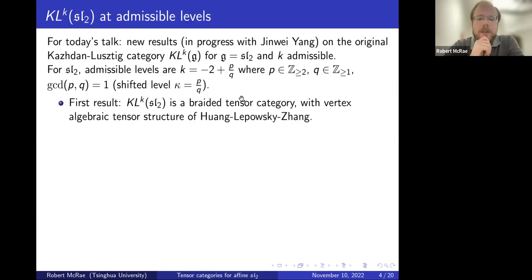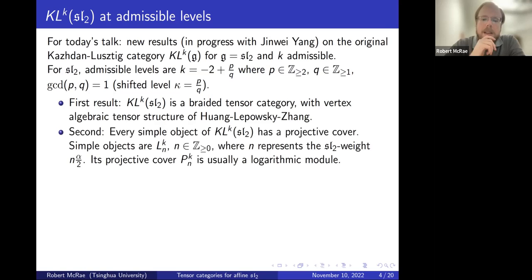Okay, so the first result I want to talk about is that this KL is actually a braided tensor category using the vertex algebraic tensor structure of Huang-Lepowsky-Zhang. Secondly, this category has enough projective objects. That means for every simple object, you have a projective cover.